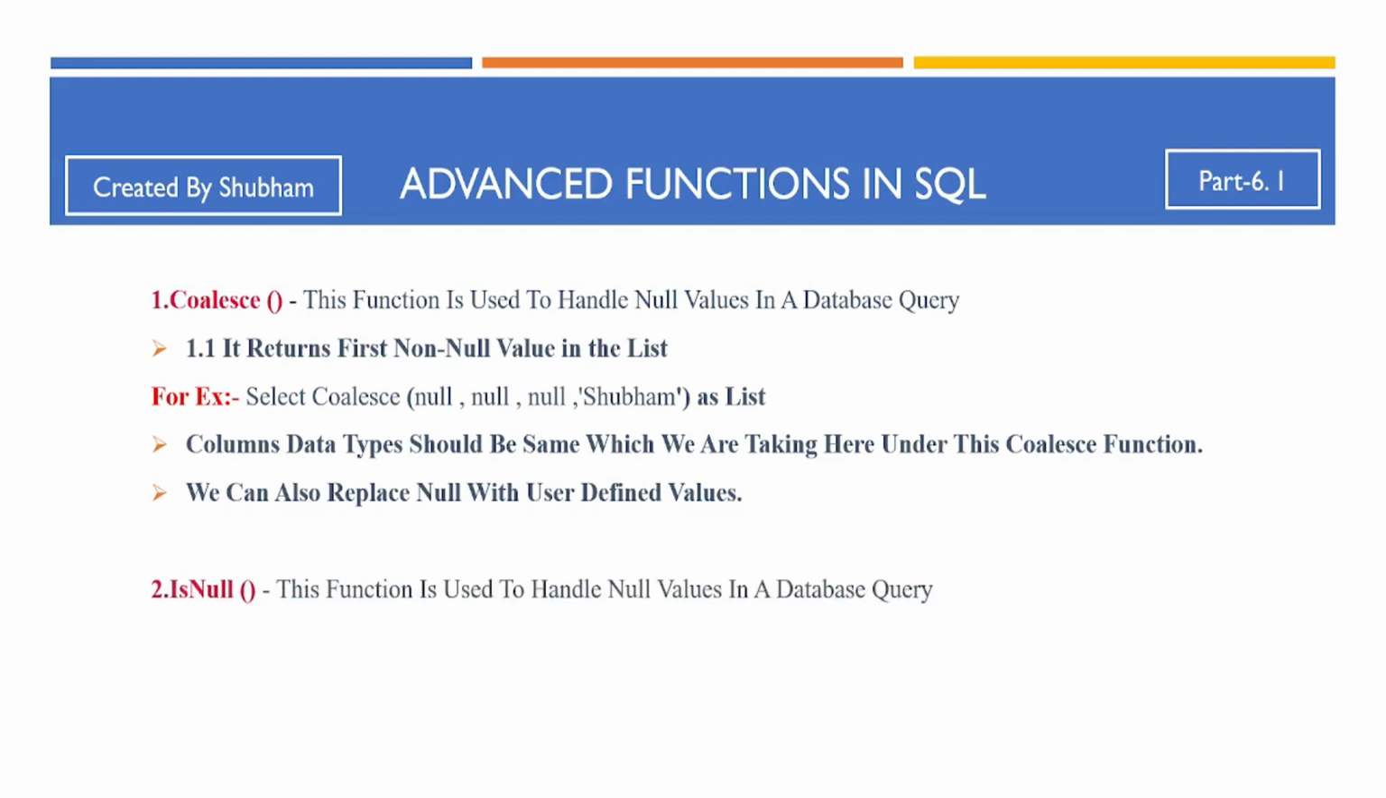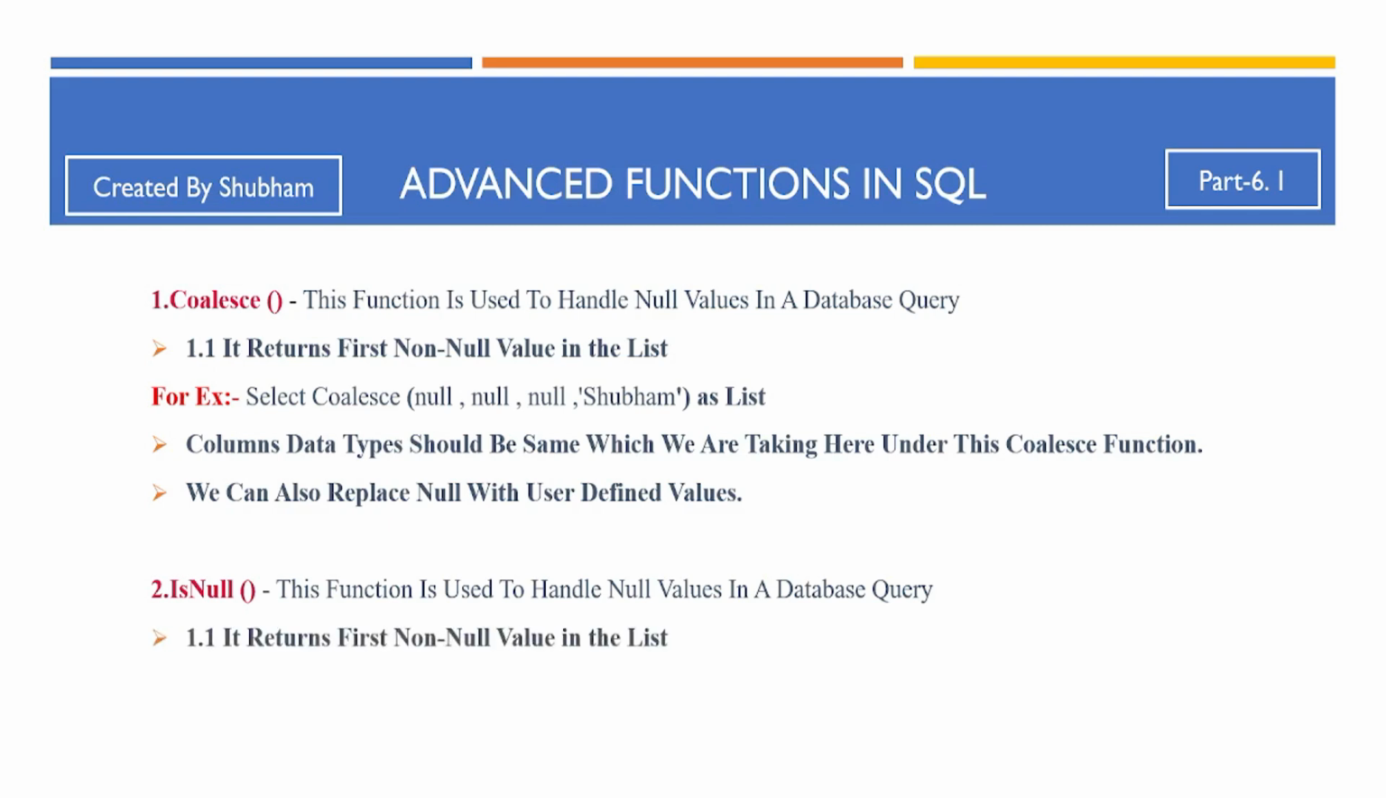This function is also used to handle null values in database queries. So if you observe here guys, this ISNULL function is exactly like the coalesce function. The definitions are the same. Both the functions help to handle the null values. So the question is, guys, when do we need to use coalesce and when do we need to use ISNULL, and what is the difference between coalesce and ISNULL? So definitely guys, we will also talk about the differences. But before the difference guys, let's understand this ISNULL function.